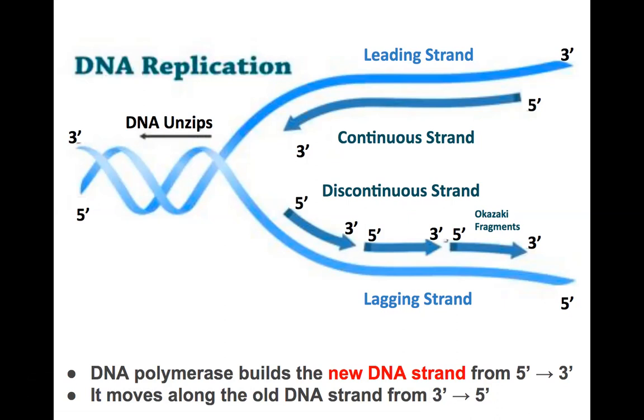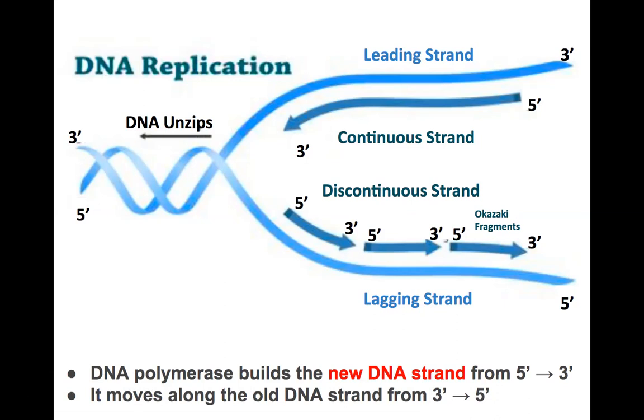And then when the next section opens up and unwinds, the primer will be established right here, allowing the DNA polymerase to move back towards the inside of the replication fork, and then going 5' to 3' again. All right.